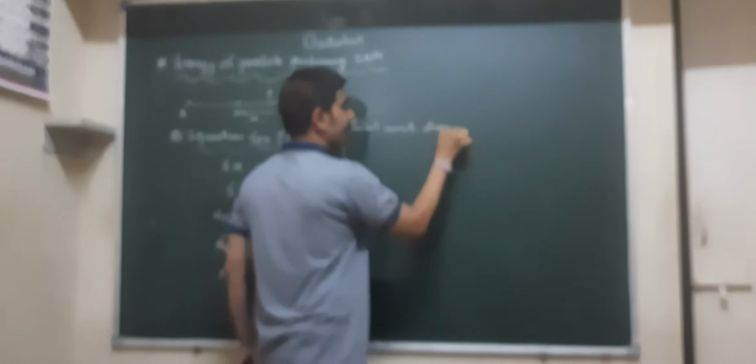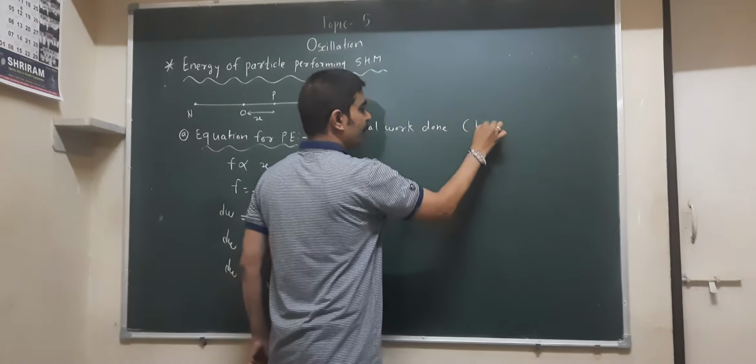Substitute the value from equation number 1. So we get dW is equal to minus into the bracket minus kx into dx. So the work done is equal to kx dx. This is a small work done. Friends, we have to calculate the total work done. Total work done, that is W.